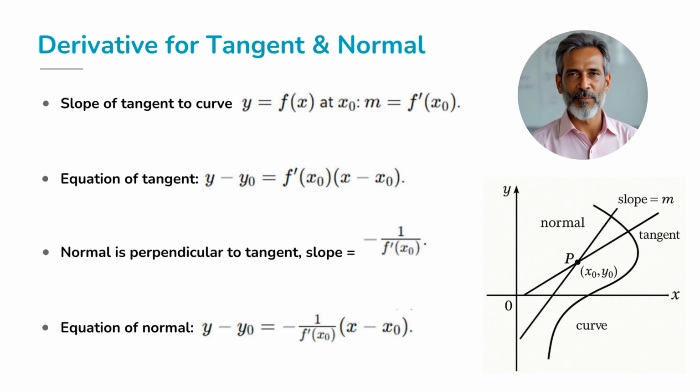The normal is simply perpendicular to tangent. Its slope is minus 1 divided by f dash of x0. Its equation is y minus y0 equals minus 1 over f dash of x0 multiplied by (x minus x0). Think of a skateboard sliding along a curved ramp. The board's direction is tangent, the sudden break line is normal.